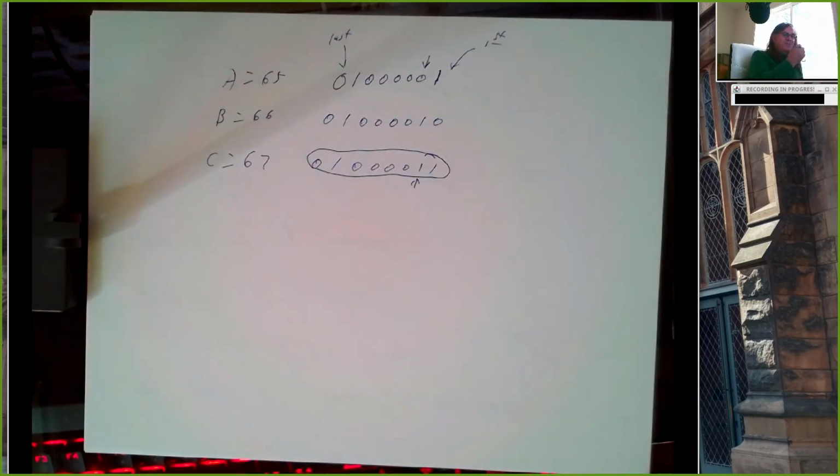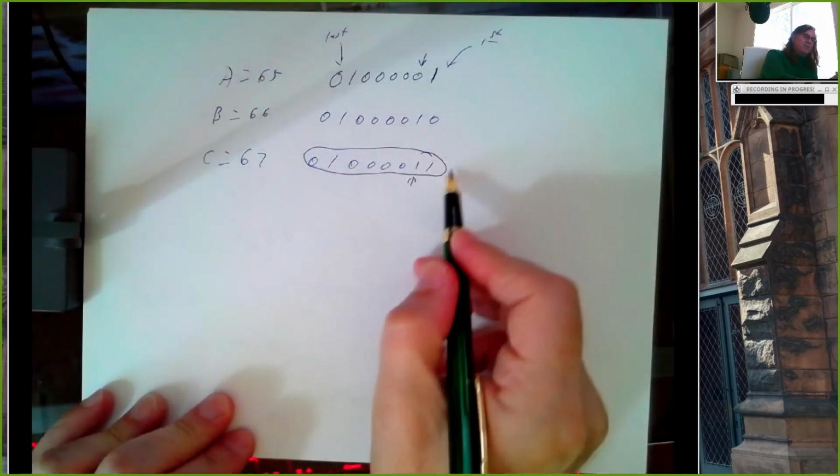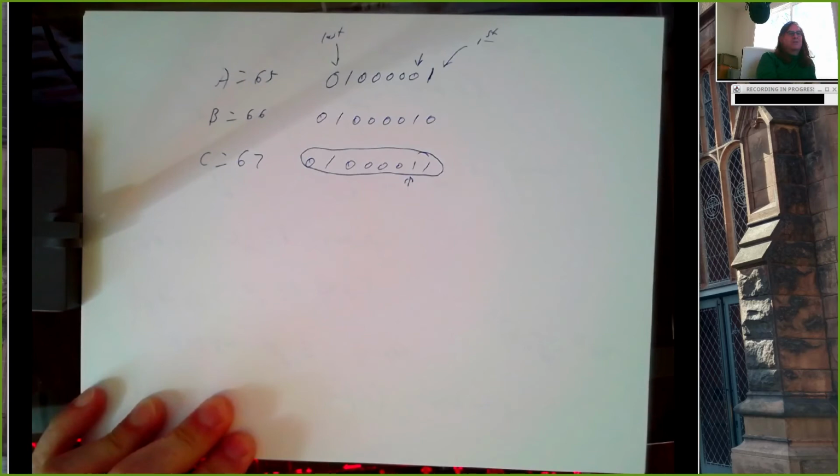So how do you prevent this? How do you confirm, when you receive this pattern, that this was actually what was sent? A pretty simple approach is to add an extra bit called a parity bit.